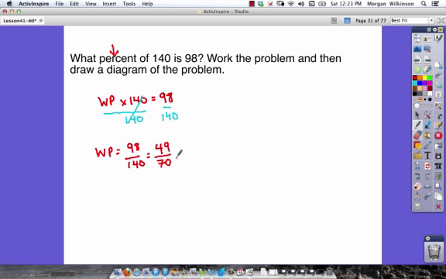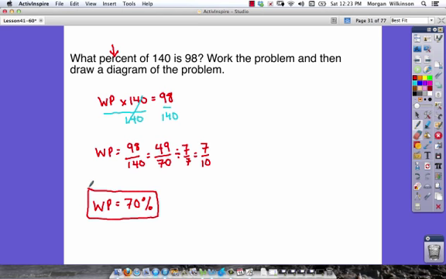And nicely enough, both of these numbers are divisible by 7. 49 divided by 7 is 7. 70 divided by 7 is 10, so we get 7/10. So, what percent of 140 is 98? 7/10, that's 70%. So WP is equal to 70%. And we've got our answer.